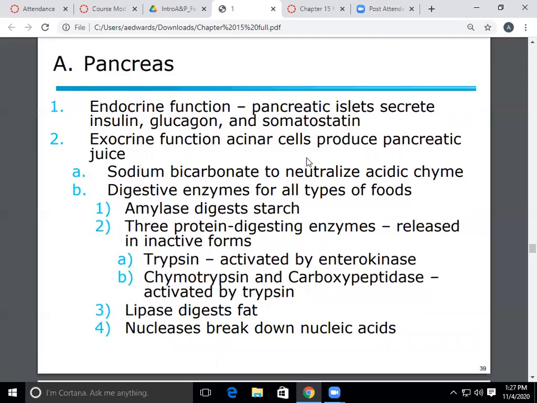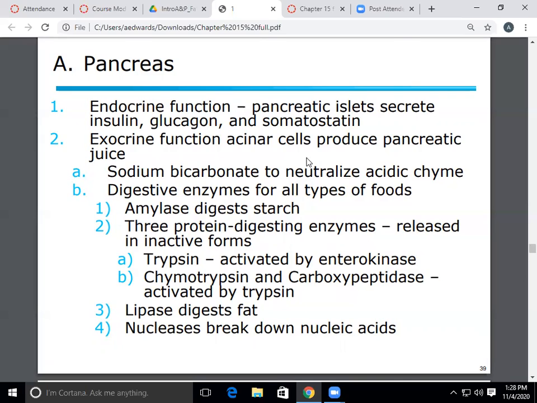All right, and in that pancreatic juice, you have sodium bicarbonate. Okay, and bicarbonate is more of a base. So it helps to neutralize the acid in the chyme. Okay. It's coming out of the stomach, right? Because the stomach has all of that stomach acid. Now, the pancreatic juice has different kinds of digestive enzymes depending on the type of food. So amylase is good for digesting starch, which is a carbohydrate.